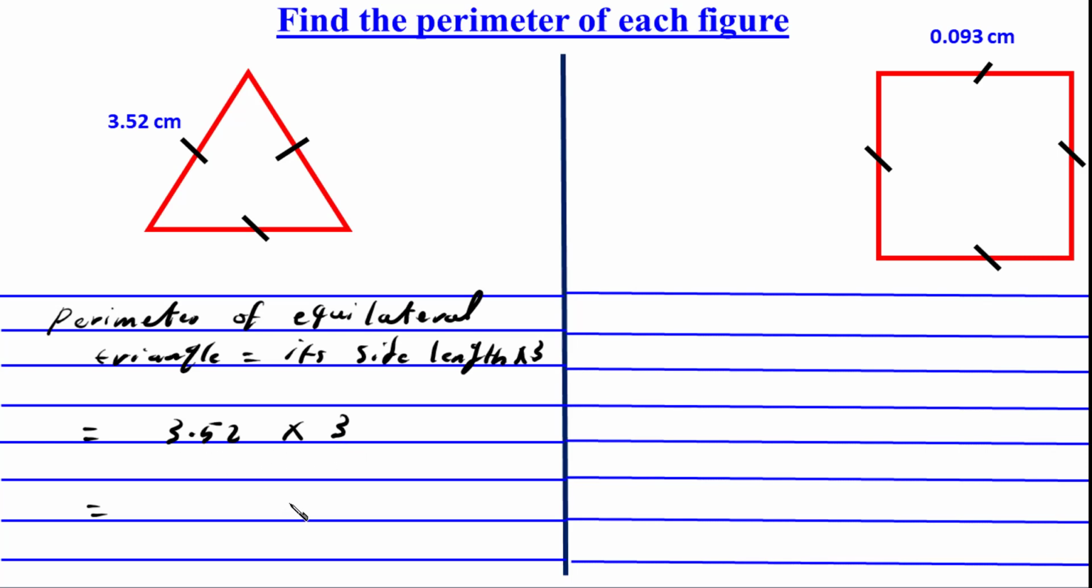3 times 2, it will be 6. Start with the units place. Then 3 times 5, it will be 15. Write 5 and carry 1 over 3. 3 times 3 equals 9. 9 plus 1 equals 10. Insert the decimal point after 2 digits from the right. Now 6, 5 and point. So its perimeter equals 10.56 centimeter. So don't forget, the perimeter of the equilateral triangle equals its side length times 3, because all the sides are the same. We have here 3 sides.